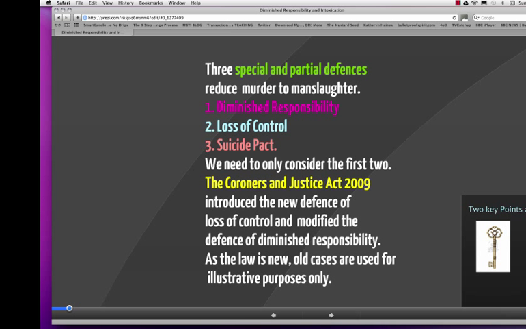So there are 3 special and partial defences that reduce a murder charge down to a manslaughter charge. Diminished responsibility and loss of control are the 2 that we are going to be focusing on. And we only need to consider those 2 under the Coroners and Justice Act 2009, which introduced the new defence of loss of control and, as said earlier, modified the defence of diminished responsibility.